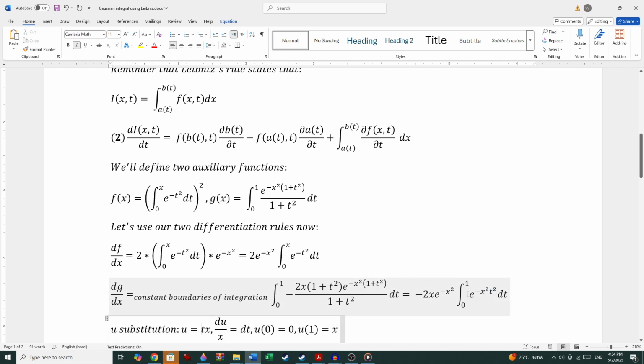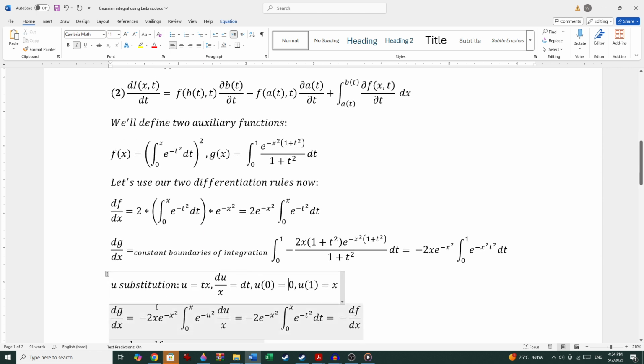So, to evaluate this little integral, we will substitute u is equal to dx, so du over dx is dt. Of course, x here inside the integral is just a constant, so we can do this with no fuss. Evaluating, u at 0 is 0, u at 1 is x, and we get that dg to dx is minus 2x e to the minus x squared, where of course we take e to the minus x squared outside the integral, because again x is constant with respect to this integral with respect to t, e to the minus t squared dt, where again x is constant, so it just pops out.